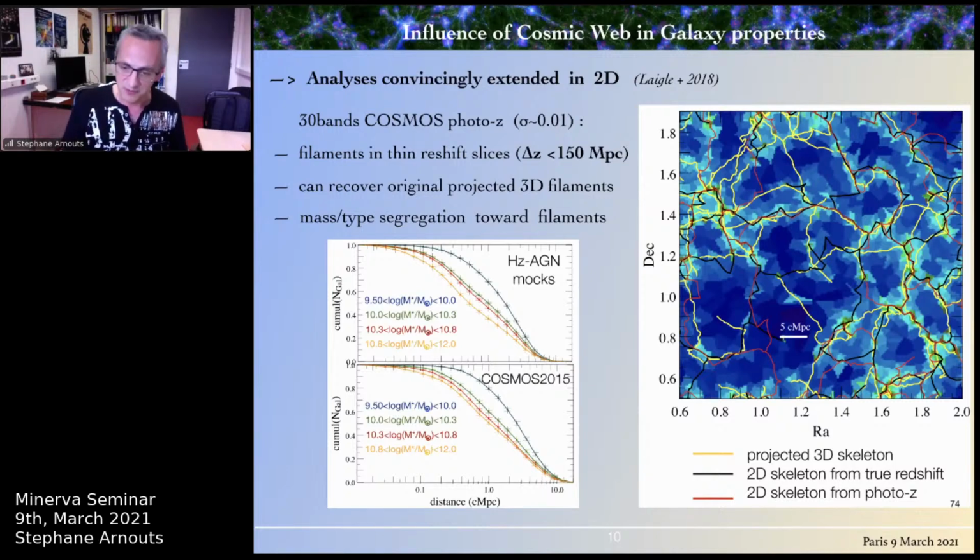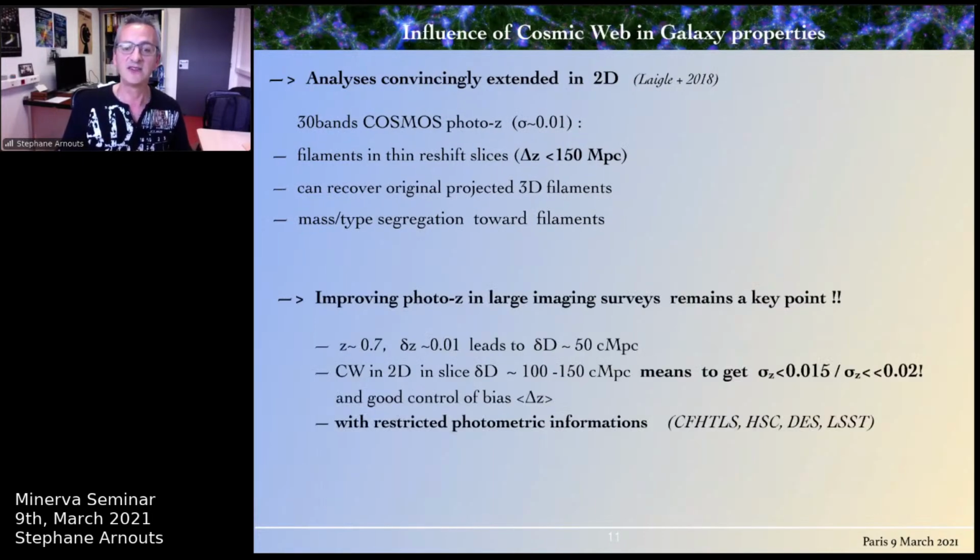So moving from 3D to 2D and to photo-z in 2D, she can still detect some segregation effect. So it's very encouraging, showing that we can. But the main point is this is the COSMOS field, with 30 bands. So can we imagine doing that with future generation photometric surveys, which have a very limited number of bands, but typically 5 to 6?